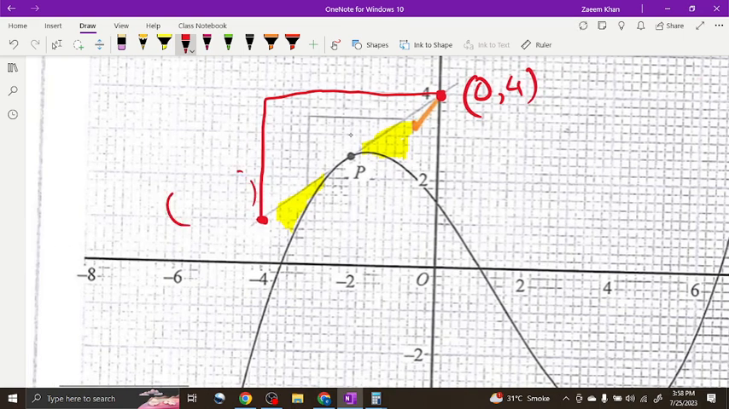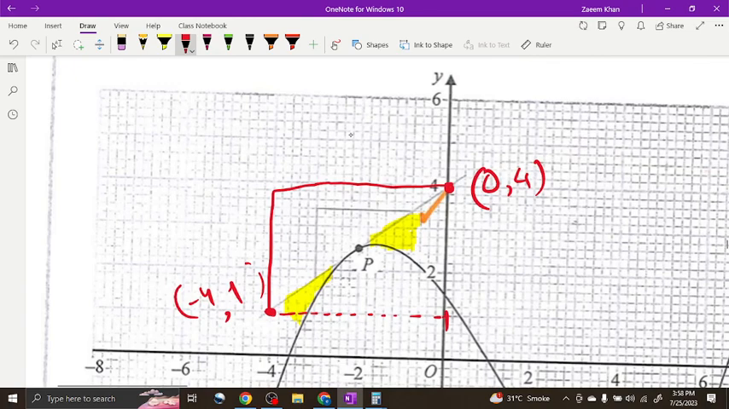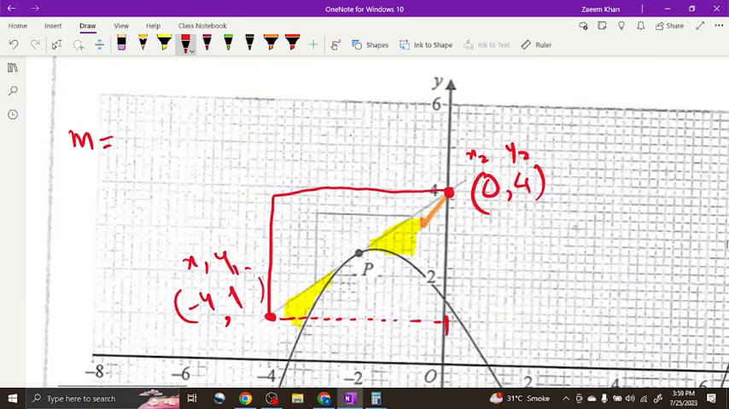And what's this point down here? Minus 4, 1. So now it's way easier than the points that you selected to find the slope. If I would write m, what's the formula for gradient? y2 minus y1 over x2 minus x1.